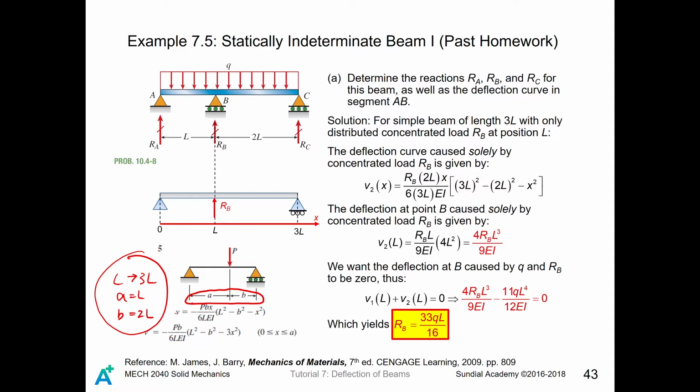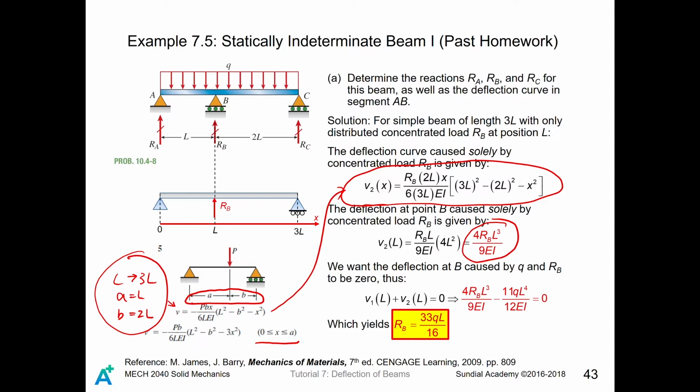Then we put every parameter into this entry. We can get the deflection curve within 0 to a. Okay, so from 0 to a, the deflection curve is given by this. That is, we put all those parameters into here, then we get this. After that, we put x equals L into the deflection curve to find the deflection caused by RB at x equals L. So it is given by 4RB L to the power 3 divided by 9EI.